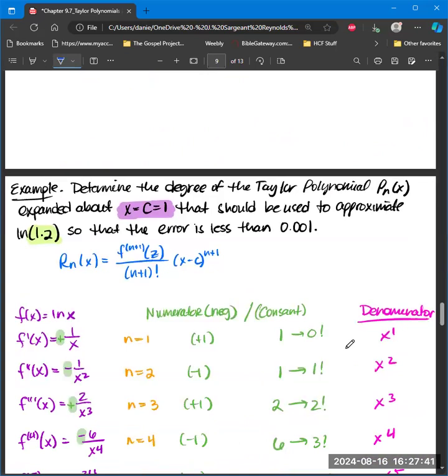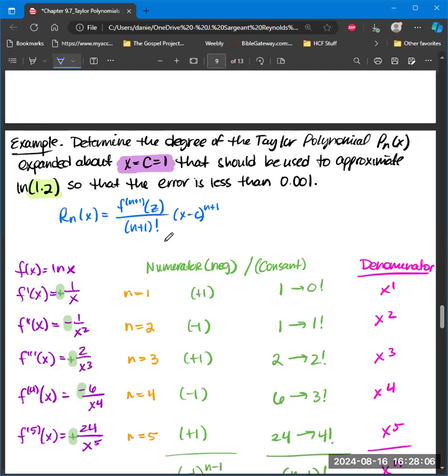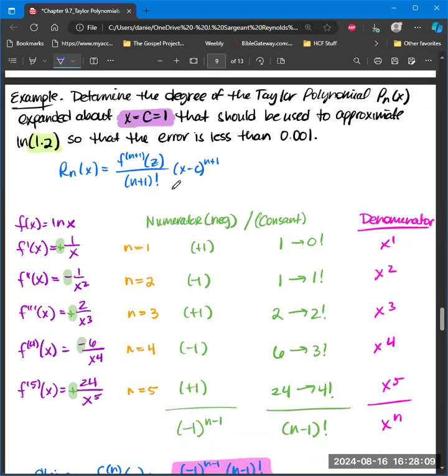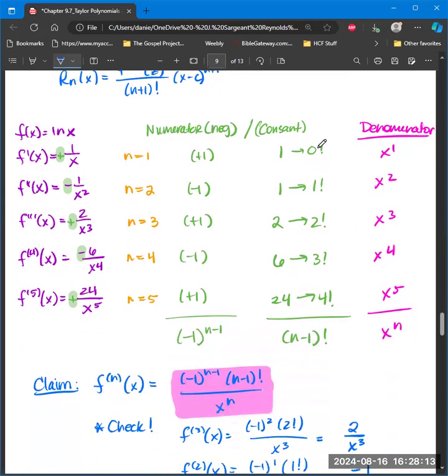Determine the degree of the Taylor polynomial Pn of x, expanded about the point x equals c equals 1, that should be used to approximate ln of 1.2 so that the error is less than 1,000th. All right, so first, how many terms do we need to go out to ensure that is basically our question. So we use the remainder and say that we want this remainder to be less than 1,000th.